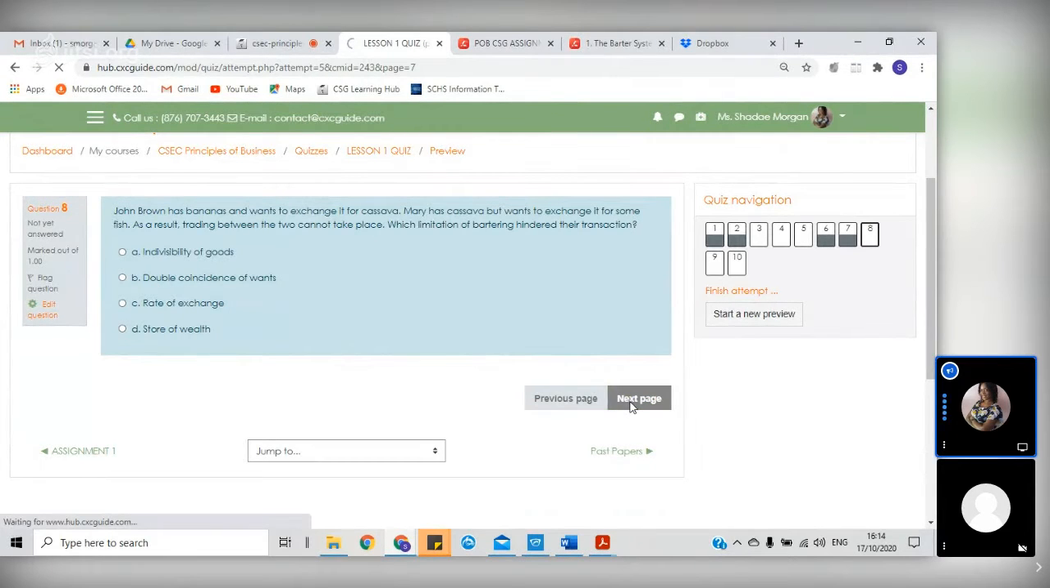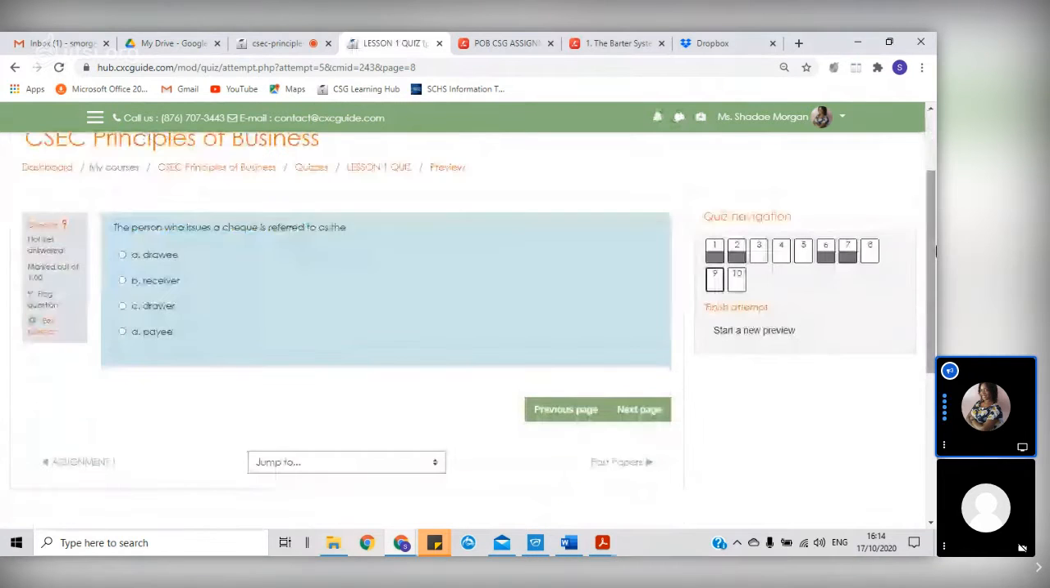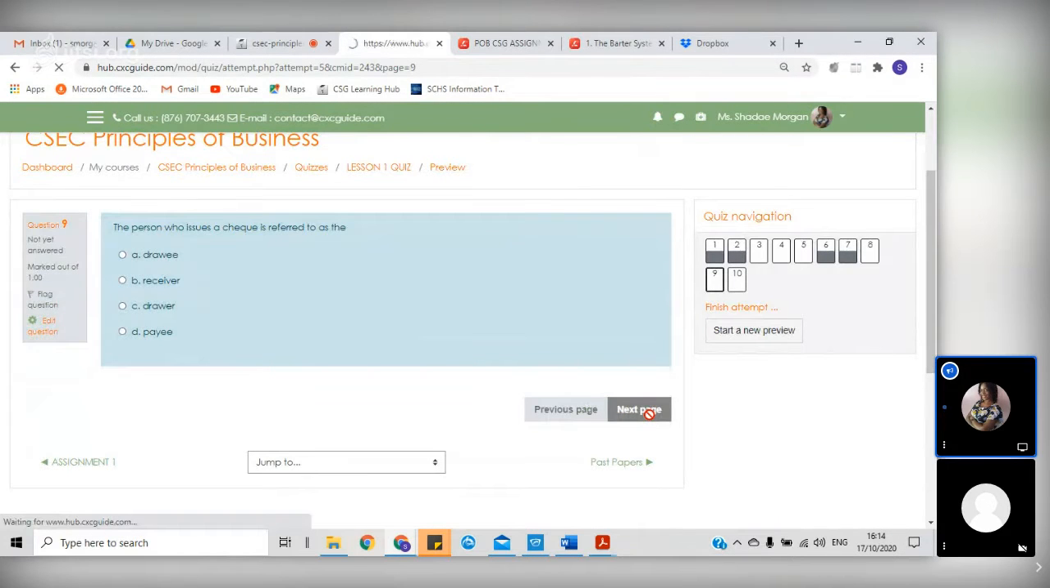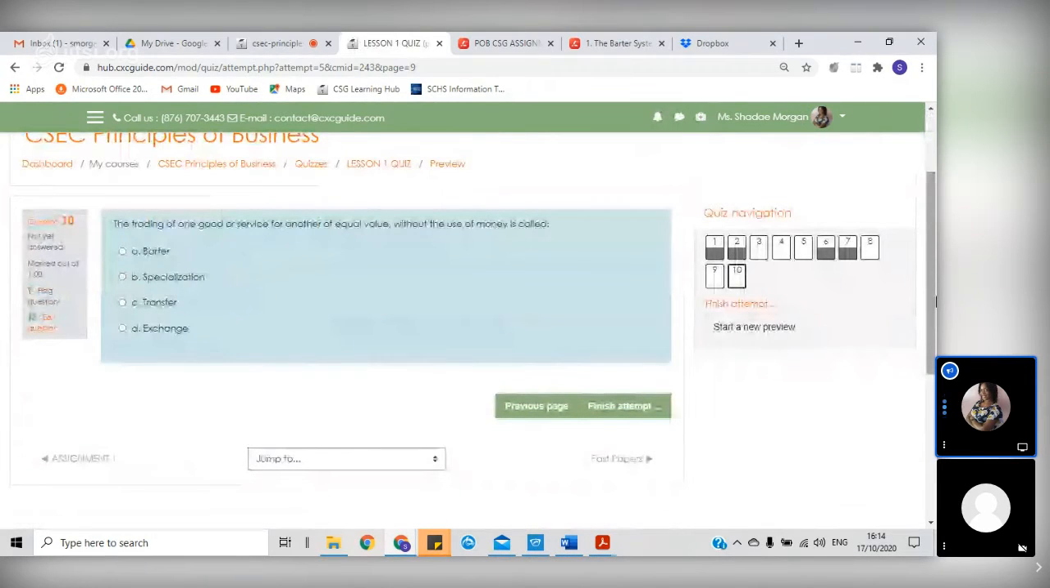And the next question that we have here: the person who issues a check is referred to as the, so we have drawee, receiver, drawer, and payee. C. The drawer, yes, that is correct. And I believe we have one more question. The trading of one good or service for another of equal value without the use of money is called... A. A barter. Right. Very good. All right. Not bad.